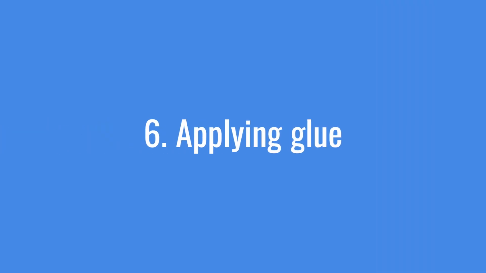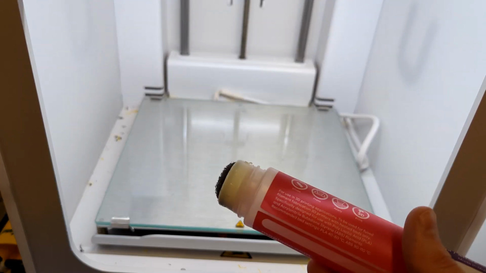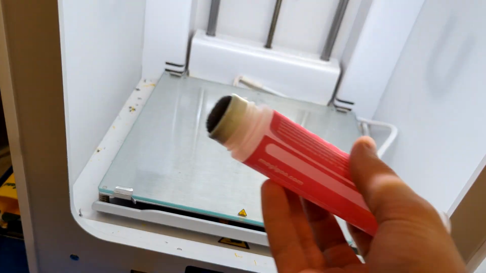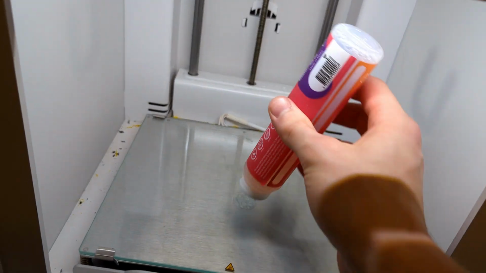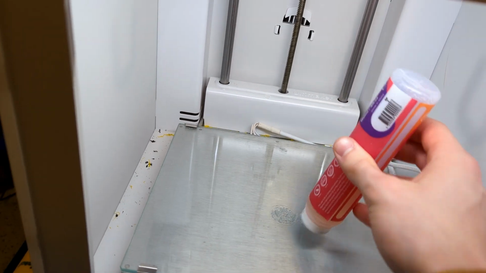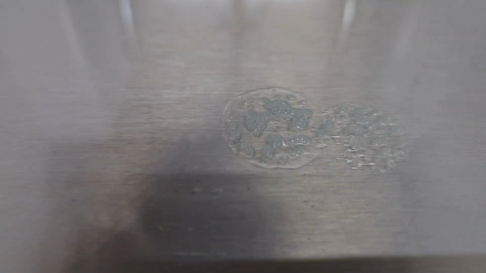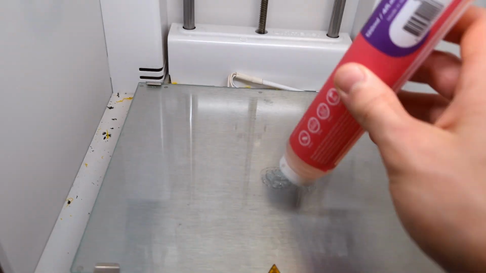After you level the bed, you should put a thin layer of glue to make sure that your print sticks. So just shake this a bit and then press it. You don't really have to squeeze the bottle that much. You more just press it and squeeze a little bit. And you don't need that much. See, just that little dab should actually be enough for the whole bed.